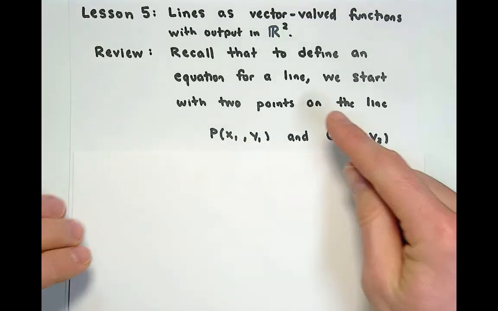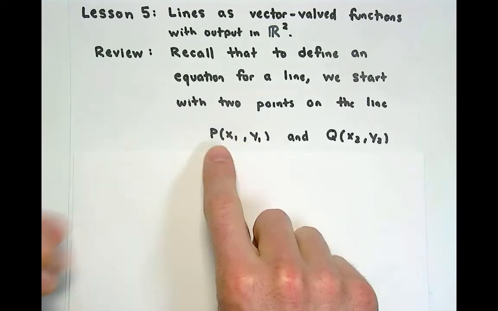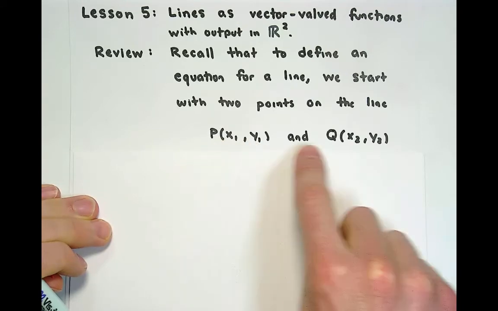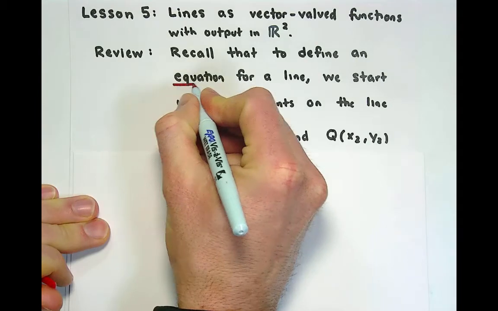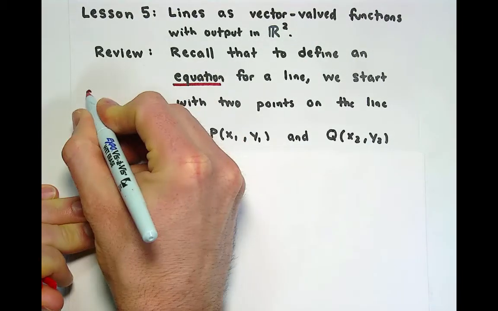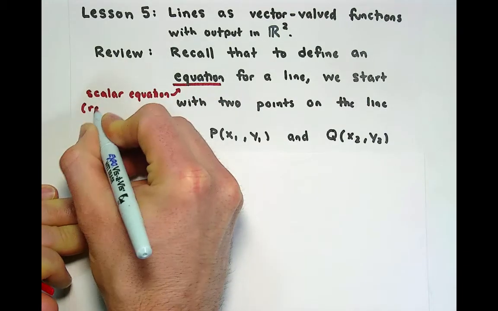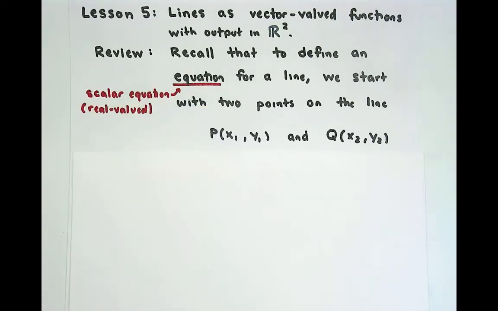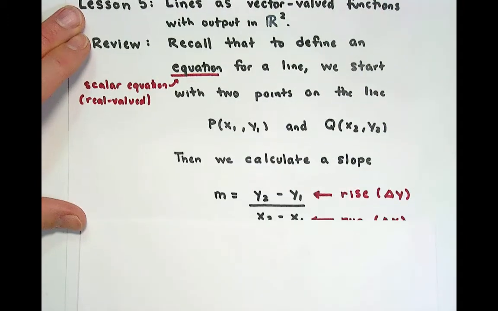When we define the equation for a line, we start with 2 points. Let's call them P with the coordinates x1, y1, and Q with x2, y2. Recall the word equation up and through this point has really meant scalar equation, and this has meant real valued. So we haven't really looked at vector valued equations yet, but we're going to do that by the end of this video. We have 2 points, and those 2 points allow us to calculate the slope of a line.